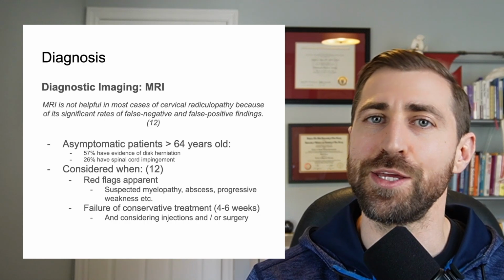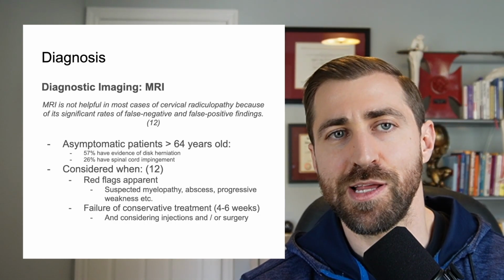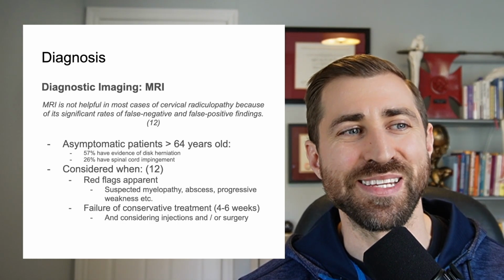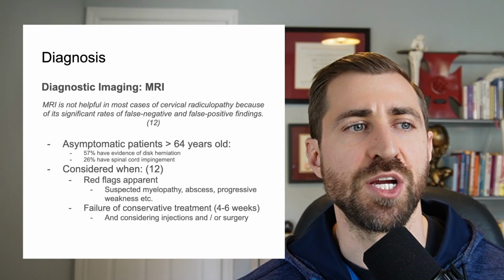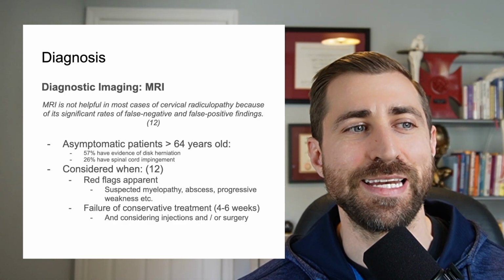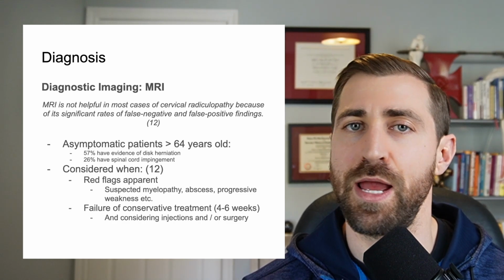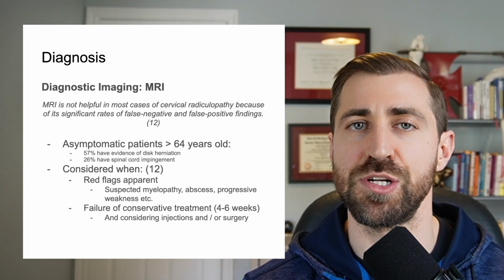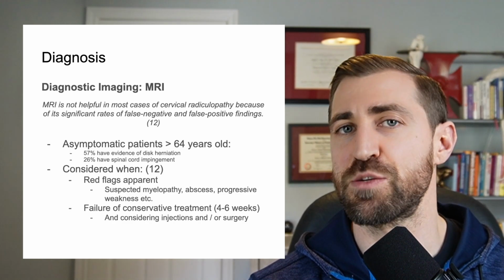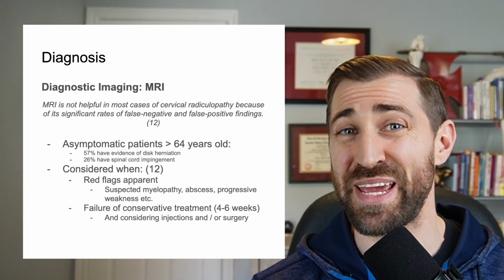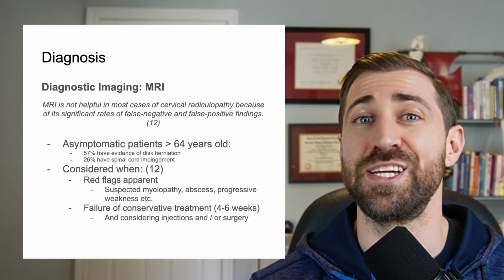When is an MRI useful in the diagnosis of cervical radiculopathy? So, just like with x-ray, the MRI is not helpful in most cases of cervical radiculopathy because of its significant rates of false negative and false positive findings, right? If I have MRIs of the general population, I will find a lot of asymptomatic individuals that have disc pathology, that have decreased space in the intervertebral foramen. And that doesn't necessarily mean that it's a problem.